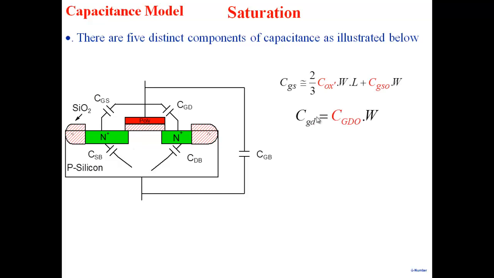CGD, on the other hand, these are first order models. CGD, on the other hand, in saturation is simply overlap times W. The channel does not contribute to the gate to drain capacitance in saturation.